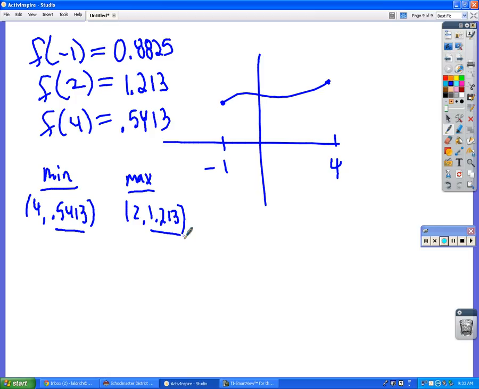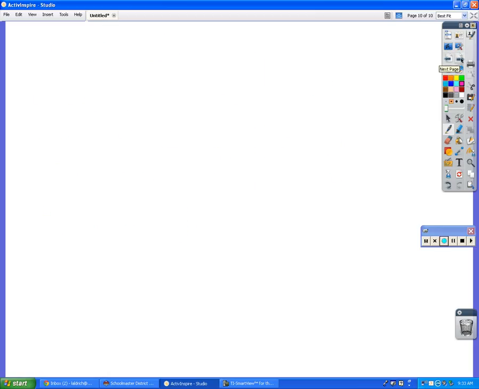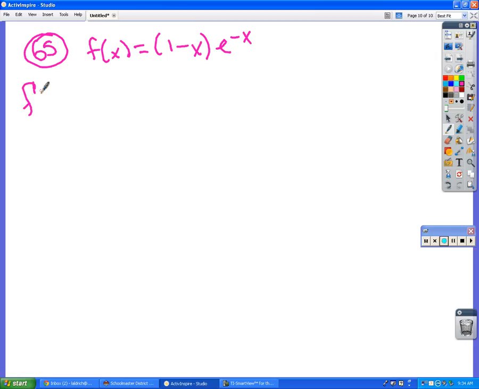What's the difference between, what do you do for 65 and 66? You have to find way more stuff. You want to do that? Yeah. Let's try 65. Okay, so for 65 and 66, we've got to find the intervals that it's increasing and decreasing on, the intervals where it's concave up and concave down, and the points of inflection. Okay? Yeah, so this is pretty long. Okay, focus, refocus. I'm taking the marshmallows away.